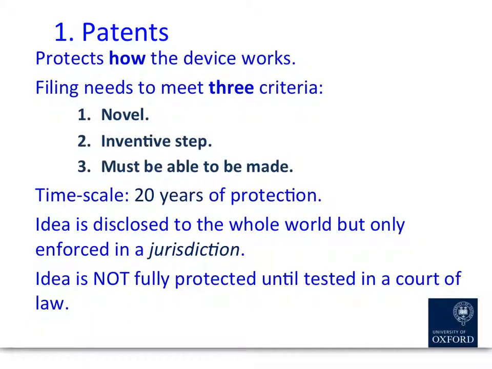The first of these is patents. This is normally what most people think about as IP strategy. However, it is only one part of 6 potential strategies. The key thing about a patent is it protects how the device works. It doesn't protect what it looks like or a particular instantiation, but rather exactly what goes into it to make that particular device work.